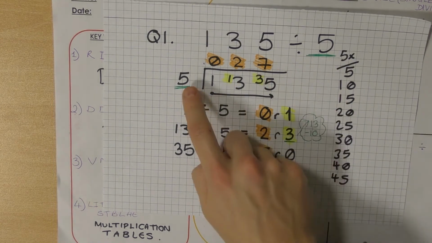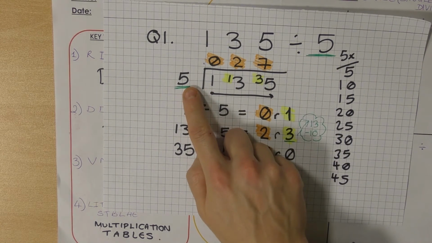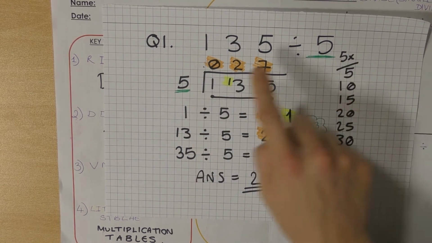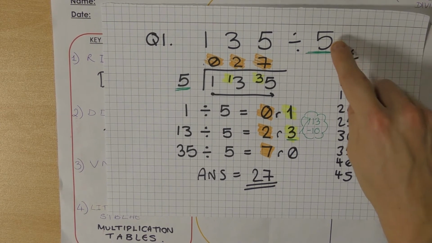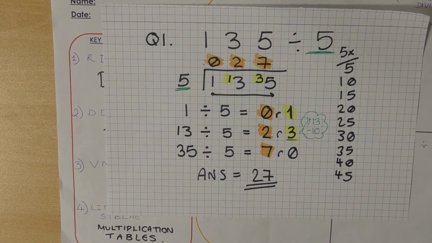What I divide by always goes on the outside. Okay guys? What I divide by always goes on the outside. Before I start doing the question as well, I'm going to write down my times tables of what I divide by to help me. If you need to count them out on your fingers as you go along, that is fine. Take your time, don't rush this step.